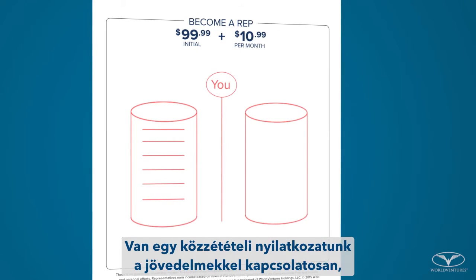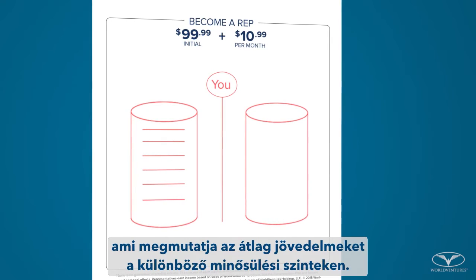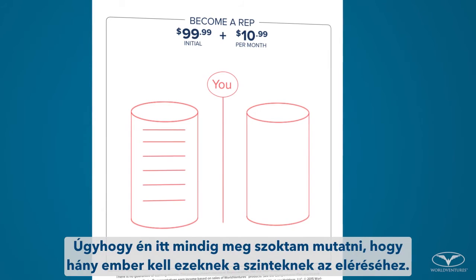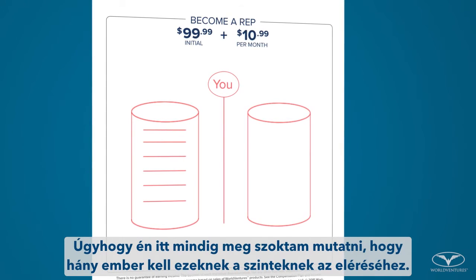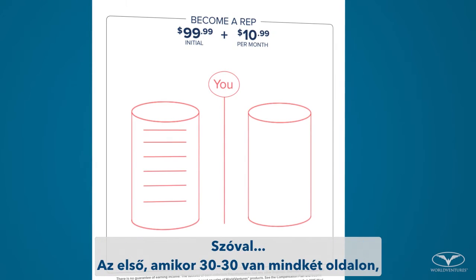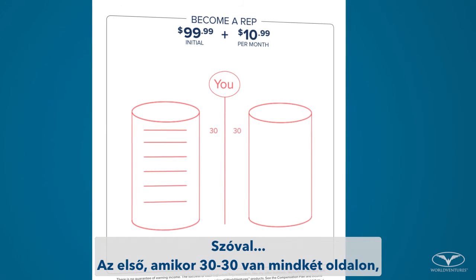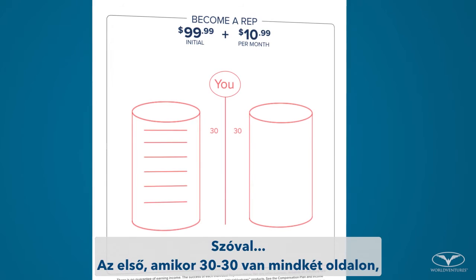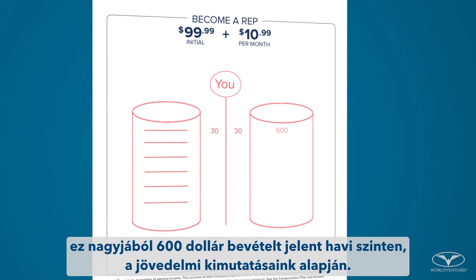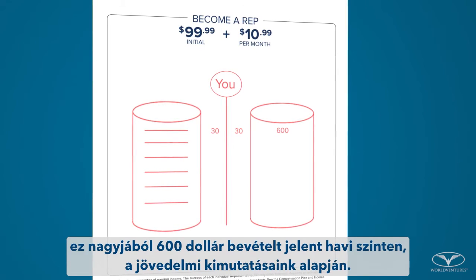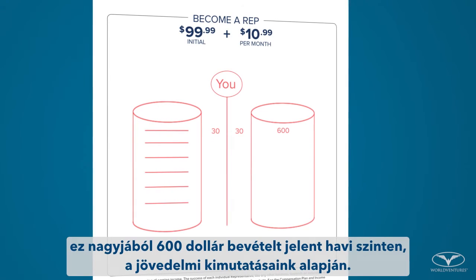We have an income disclosure statement. That income disclosure statement shows specifically what the averages were at different rank levels, and what I'm going to simply show them is about how many people it takes to approximately get to those rank levels. And so the first one is when there's 30 in each of the 2 buckets. It's going to generate about $600 of revenue on a monthly basis according to the disclosure statement.